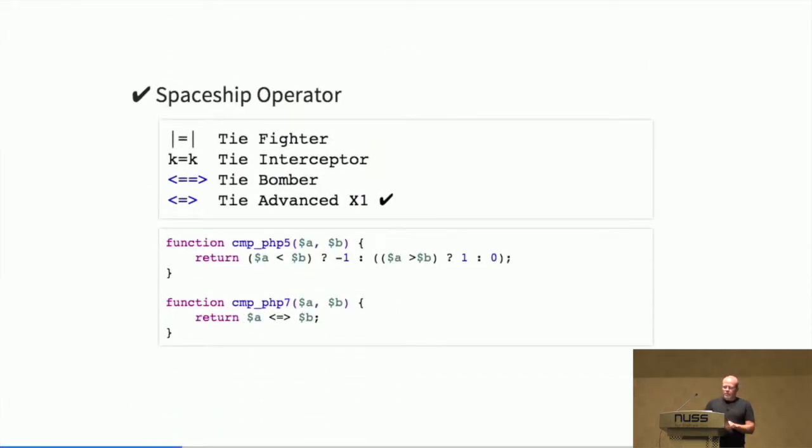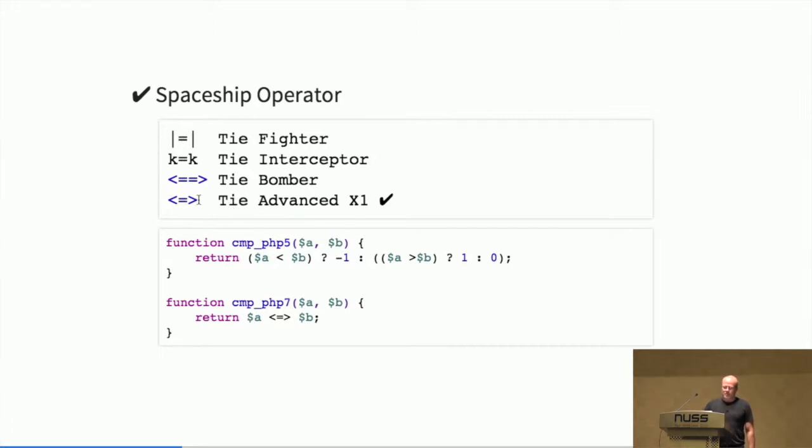We have a spaceship operator. I had an interesting discussion with my son about which exact spaceship it is. We went through a few: TIE fighter, TIE interceptor, TIE bomber. He tells me quite authoritatively that it's a TIE advanced, X1.